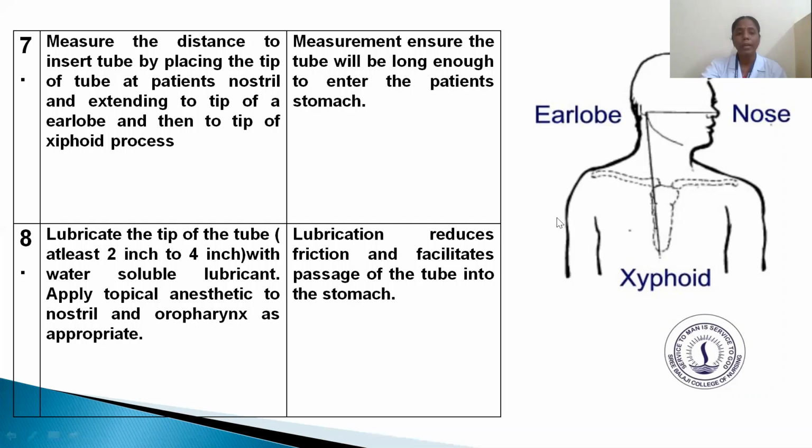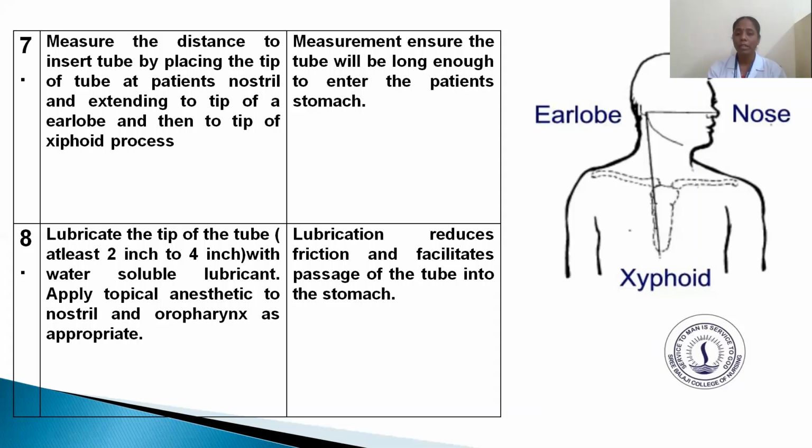Another one is to lubricate the tip of the tube, at least 2 to 4 inches, with water soluble lubricant. Apply topical anesthetic to the nostril and oropharynx as appropriate. Lubrication reduces friction and facilitates passage of the tube into the stomach. Lubricate the tube 2 to 4 inches with the lubricant jelly.